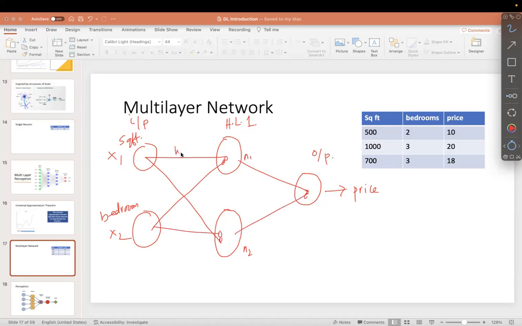So now let's call this weight W11, W12, and this is W21 and W22, right? And let's call this W31 and W32, just for basic understanding. And this will be your B1, this will be B2, and this will be B3, right? Now, this is my Y value. Now, how is this Y actually estimated from X1, X2? This is very simple.